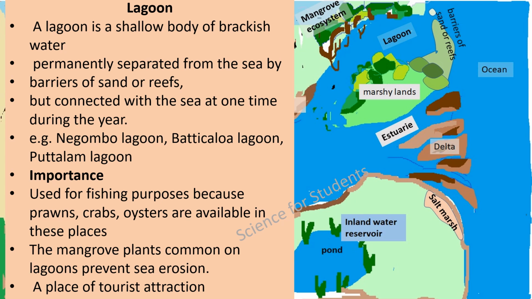And what is the importance? Used for fishing purposes, because prawns, crab, oysters are available in these places. The mangrove plants common on lagoons prevent sea erosion. You can see the mangrove plants, which prevent sea erosion and purify the water. Okay, and a place of tourist attraction.